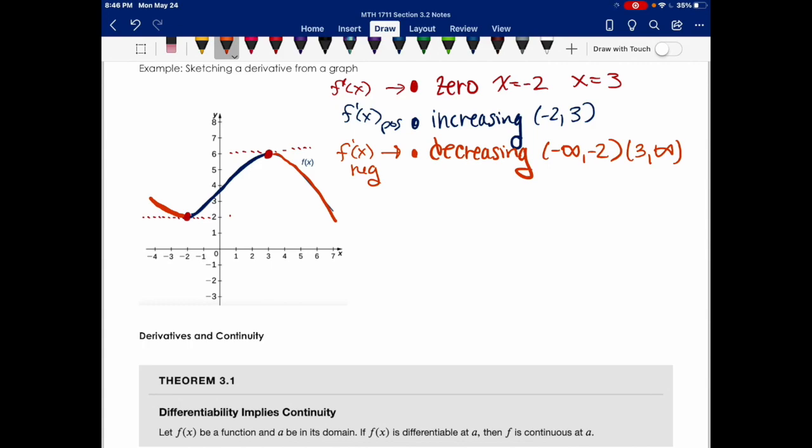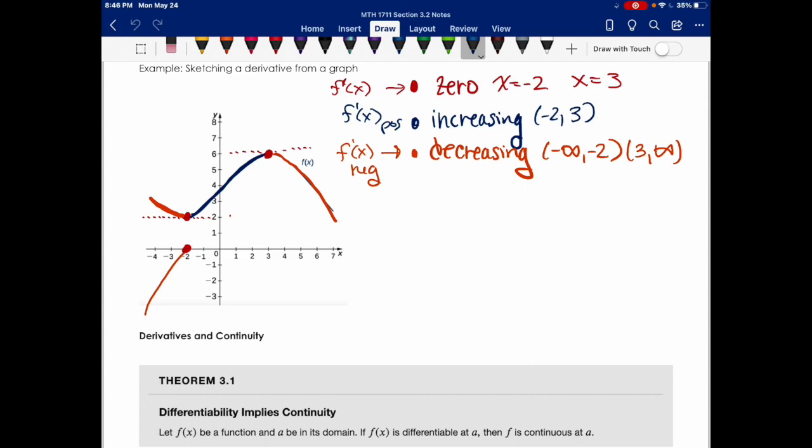So from minus infinity to negative 2, since the function is decreasing, the derivative is going to be negative, which means below the x-axis. So it's going to come up something like this. Then at negative 2, the derivative is going to be 0 because we have a horizontal tangent line where the slope is 0.